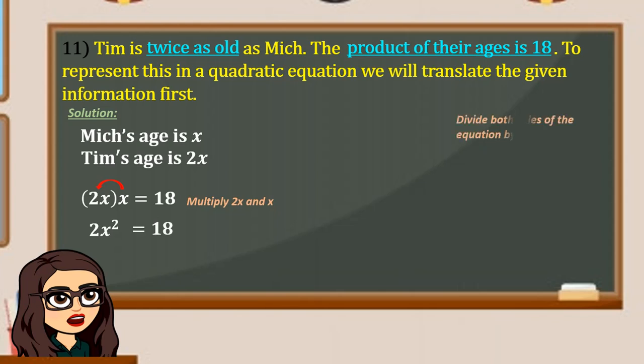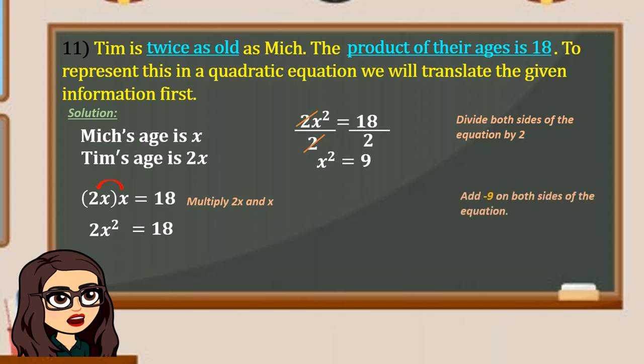Next step, we're going to divide both sides of the equation by 2. So, divide natin by 2. So, for the left side, makakancel lang si 2. So, ang matitira, x squared. Then, for the right side, 18 divided by 2, the answer is positive 9. Then, from here, we're going to add negative 9 on both sides of the equation. So magiging x squared minus 9 equals 9 minus 9.